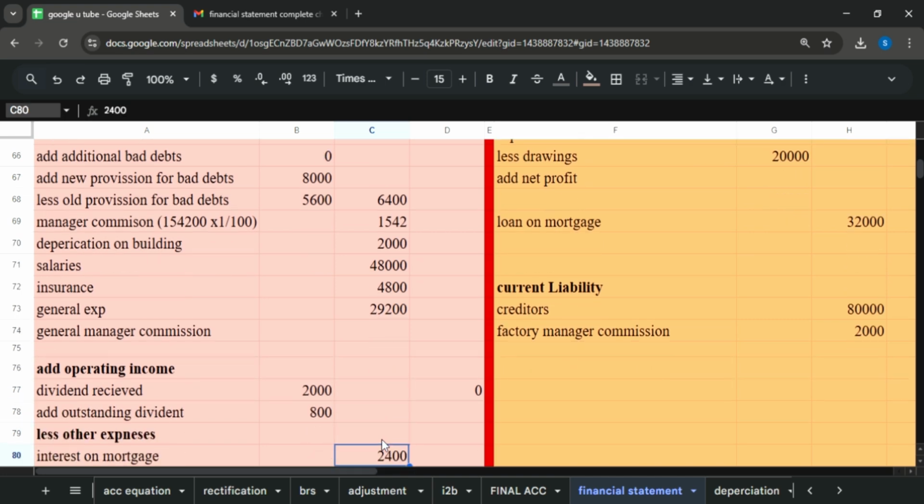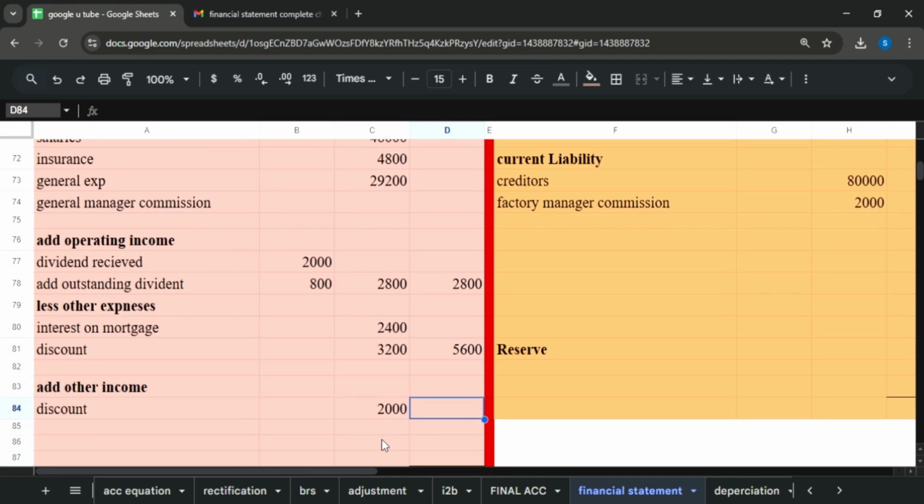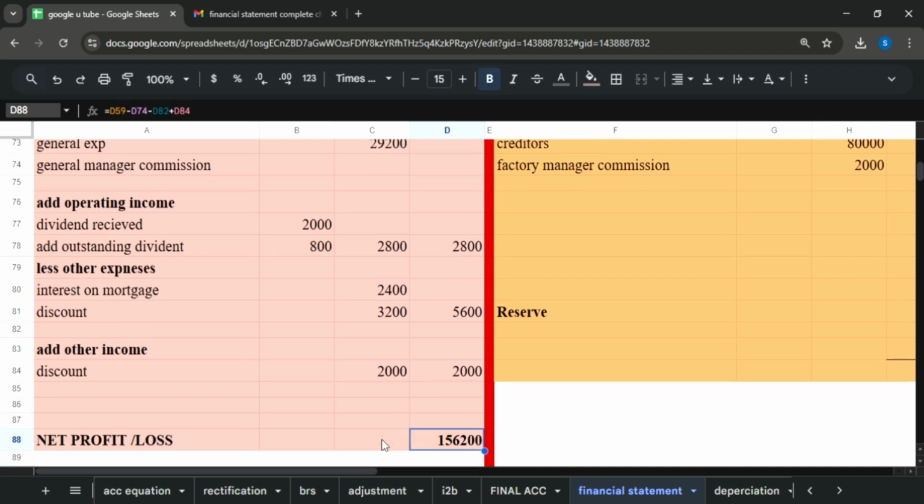Okay, dividend received, outstanding dividend, it should be added. 2000 was original amount of dividend, outstanding 2800. There was only one amount, so you are going to write same amount over here. After which we will see there are two other expenses, 2400 interest and 3200 discount. Then finally other income, there is only one, that has also been completed. So guys, have you seen that all four elements we have completed?